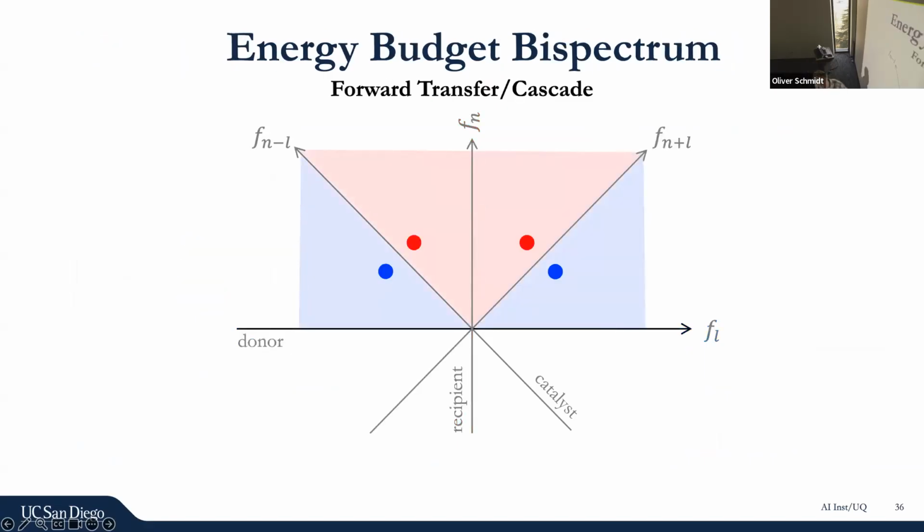So if in this sector everything is red and in this sector everything is blue, or if we have a pair that looks like this, right? Then the donor frequency is lower than the recipient frequency. That's a forward energy cascade. Right, so a vortex breakdown, right? So classical turbulence.